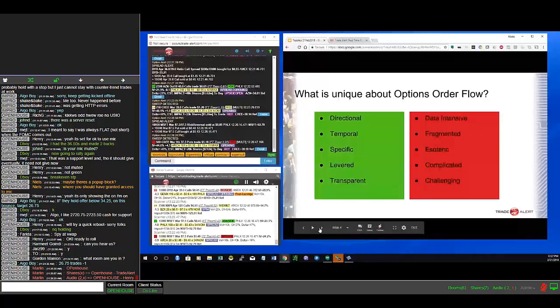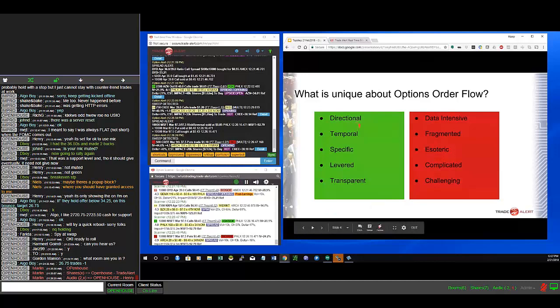A couple special things about options order flow. When I was on the floors working for a market making group, basically the system told us to buy things that were green and sell things that were red. So green here is good and red here is bad.